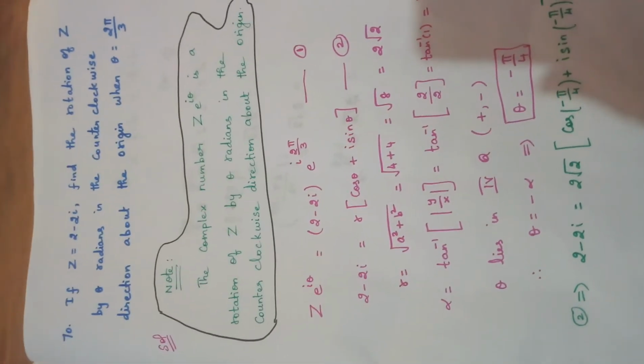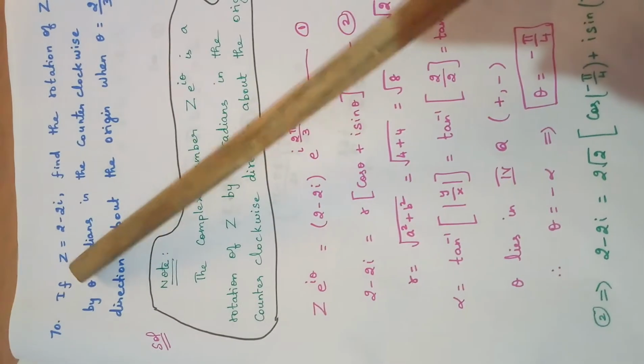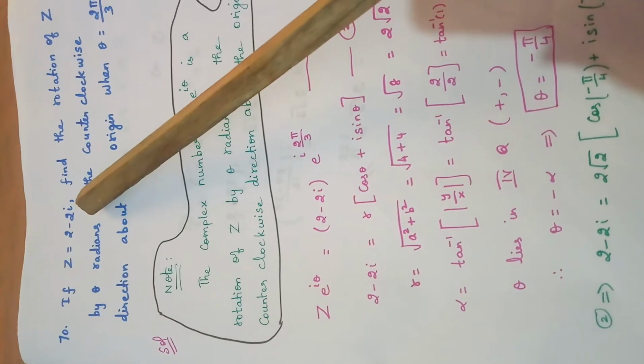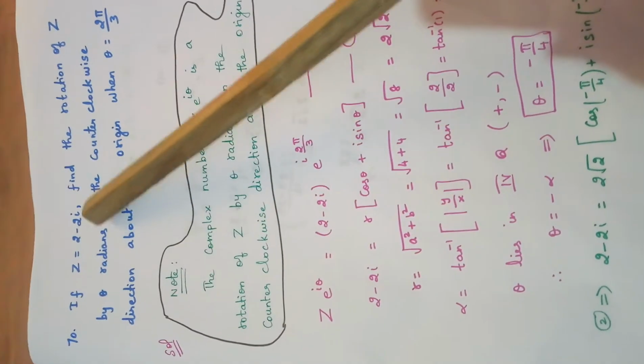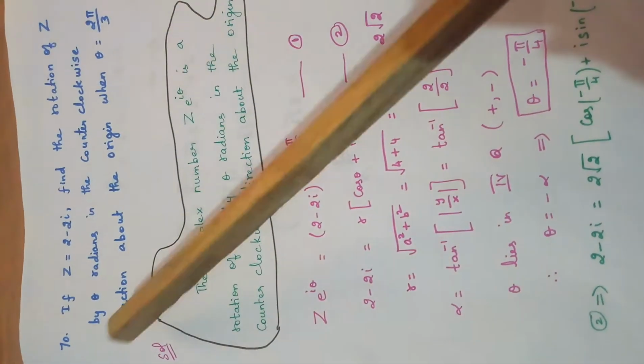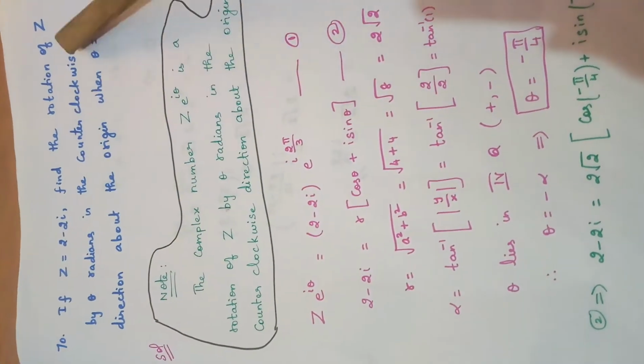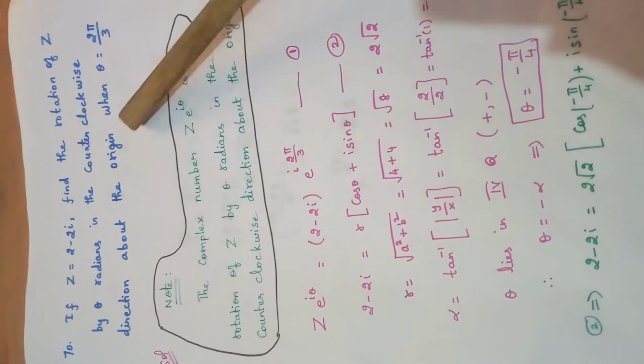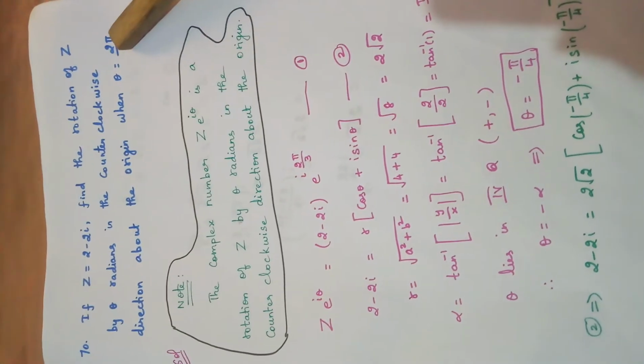Okay, now we will see the question number 70. I'll read out the question now. If z is equal to 2 minus 2i, it's a complex number. Find the rotation of z by theta radians in the counterclockwise direction about the origin when theta is equal to 2 pi by 3.